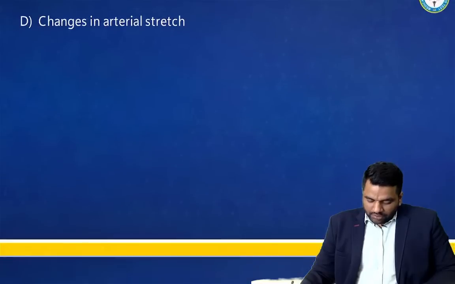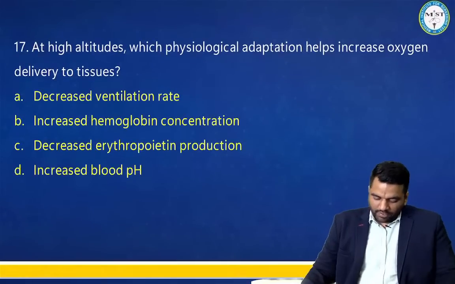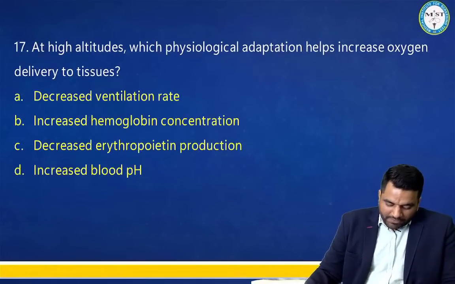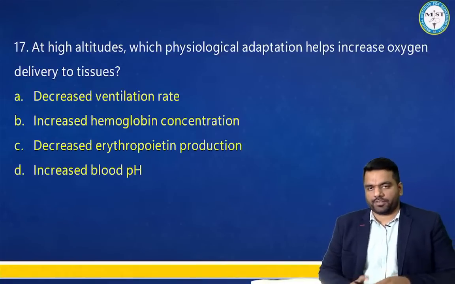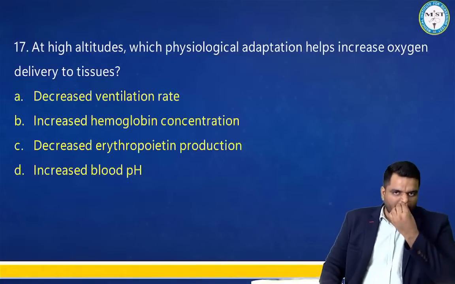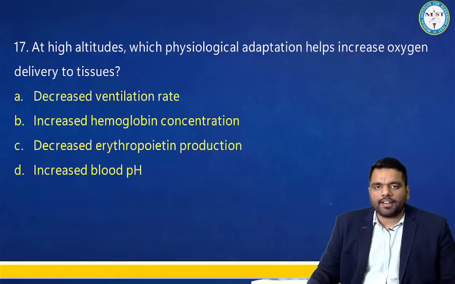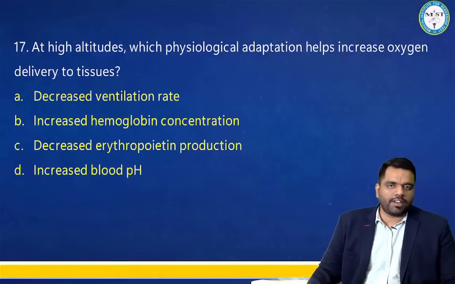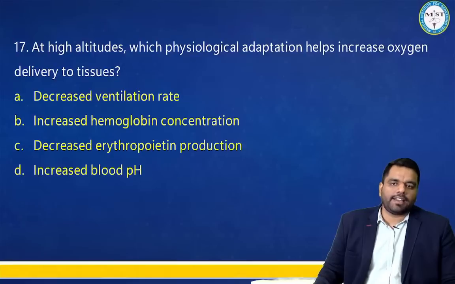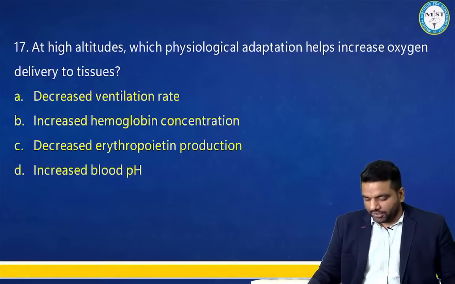Now, the next question is the 17th. At high altitude, which physiological adaptation helps increase oxygen delivery to the tissues? Please answer this question. Question number 17 states that at high altitude, which physiological adaptation helps increase oxygen delivery to the tissues? Option A, decrease the ventilation rate. Option B, increase the hemoglobin concentration. Option C, decrease the erythropoietin production. And option D, increase the blood pH.